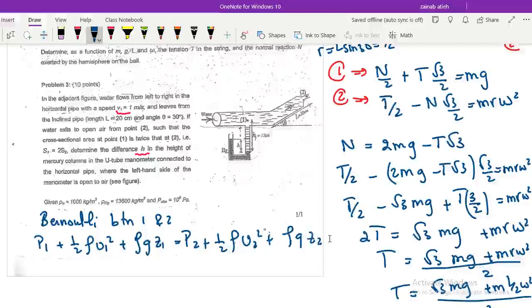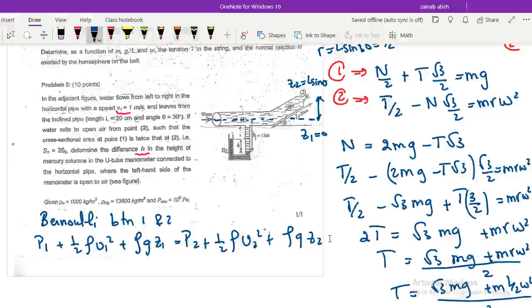Okay, you all know by now that I will take the reference here, so I will take Z1 equal to 0. Z2 is their height, and I have the angle. So Z2, I will write it aside: Z2 equals L sine theta, which is L sine 30. Okay, so we have Z1, Z2, and P2 is P atmospheric. And I'm searching for P1 so I can use it in the manometer below to find H.